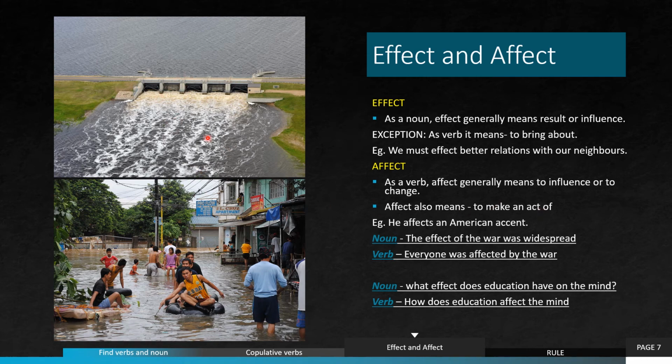So in this picture we can see the reason, the dysfunctioning of the dam, is the breakage of the wall. And what is the result? The result is the flood. So the effect of the breaking of the dam is flood. Effect means the result. But in this situation we will say the flood has affected the lives of the locals. Affected means to influence or to change, or it has changed the lives of the people. So to describe this image we will use affect, and to describe this image we will use effect.